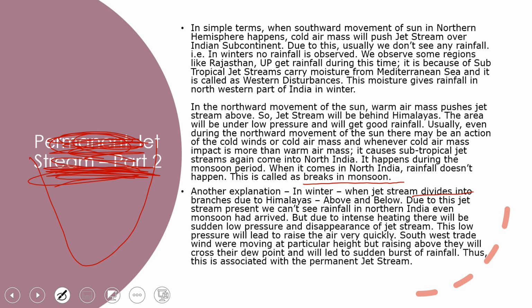So in winter, the jet stream divides into two branches, one above the Himalayas and one below, which comes into the Indian region. Due to this jet stream, we can't see rainfall in northern India. Even when the monsoon has arrived, we won't see rainfall because there is a high pressure zone in India, and it is stronger.